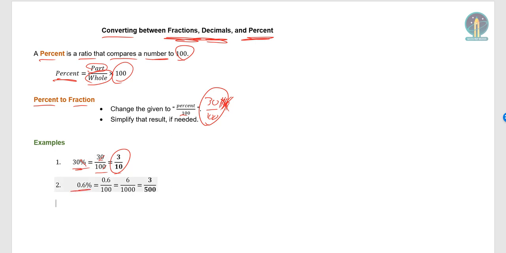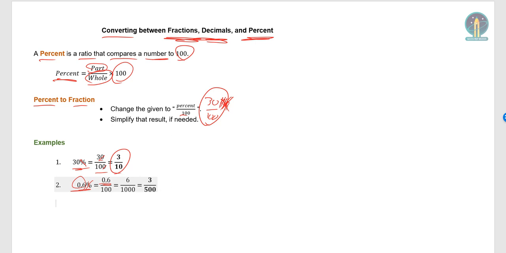0.6%. So again, just remove the percent sign, take the 0.6, write it out of 100. So 0.6 divided by 100, well, how do we simplify this? Well, you don't want to have a decimal as part of a fraction, right? It's not incorrect, but obviously we would like to simplify it. And the way to simplify it is to convert this decimal to an integer. So how can we get from 0.6 to an integer?